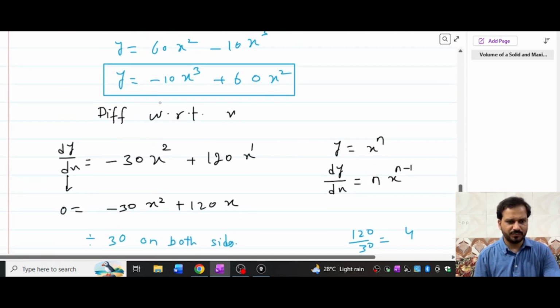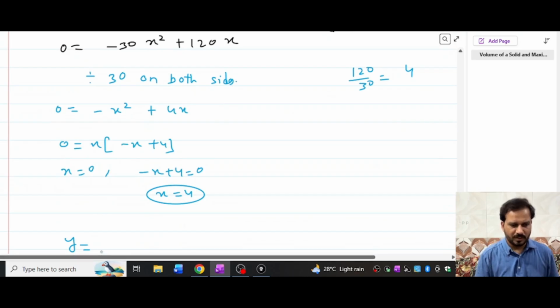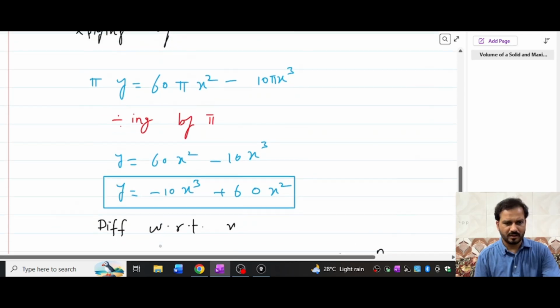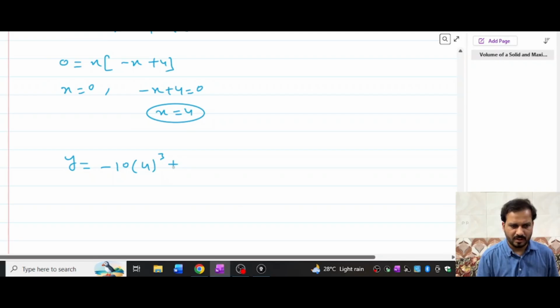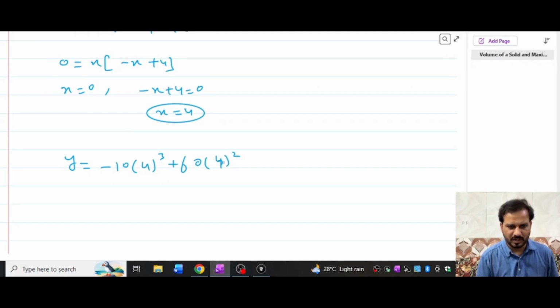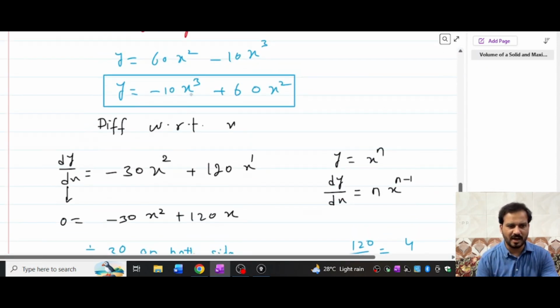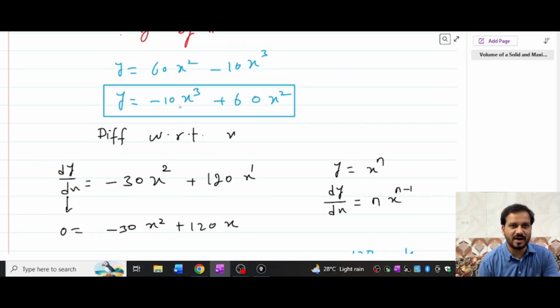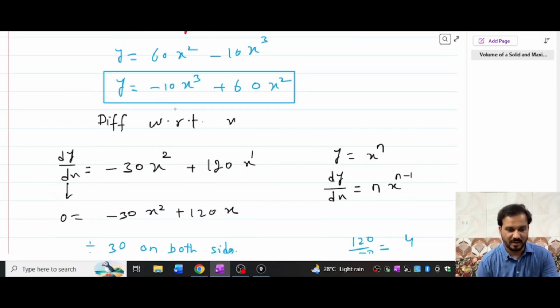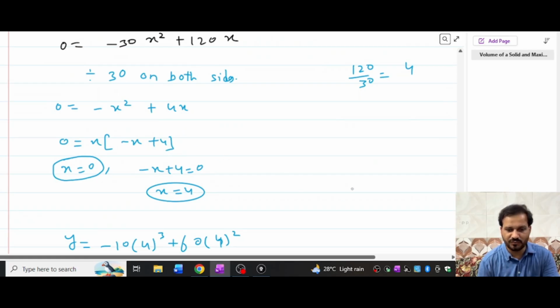Since y is equal to negative 10x cubed plus 60 times x square, and x is 4, we get 4 cubed and 4 square. There are two values of x. One is x equal to 0 and the other is x equal to 4. If we substitute x equal to 0, then y will be equal to 0, because on the right hand side both terms contain x. By setting x equal to 0, y will be equal to 0. This is not the maximum value. However, we'll choose the value of x equal to 4.